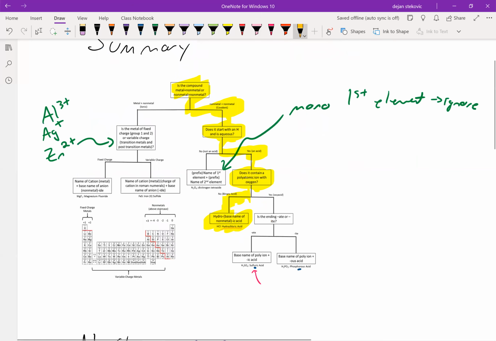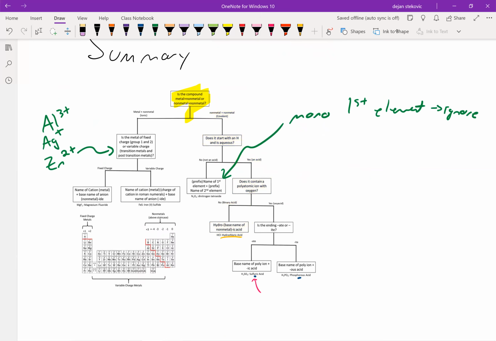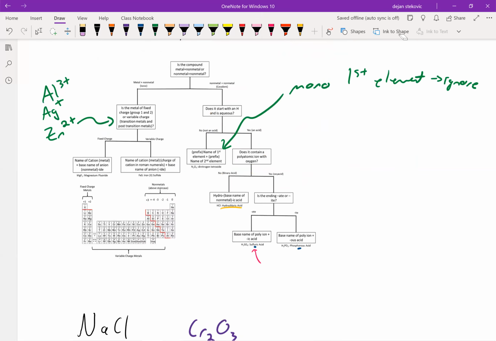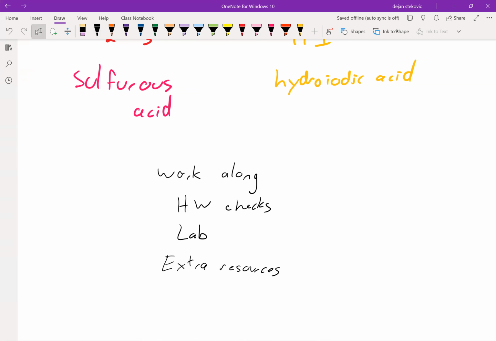acid. So you see how all the nomenclature is very systematic, and this chart can kind of help you out with it if you like it. If you don't like it, you obviously don't have to use it. Really, the main thing that's going to help you is practice, practice, practice. So if you think about the practice, obviously you have these videos and you've been doing the work along with these. So that'll provide you a good bit of practice there. We're also going to have the homework checks to help you out with the practice. We're going to have a lab on this, so that'll be more practice. And if you still need more, I'll have a list of extra resources. But really, it's just something that you want to do until you get it.